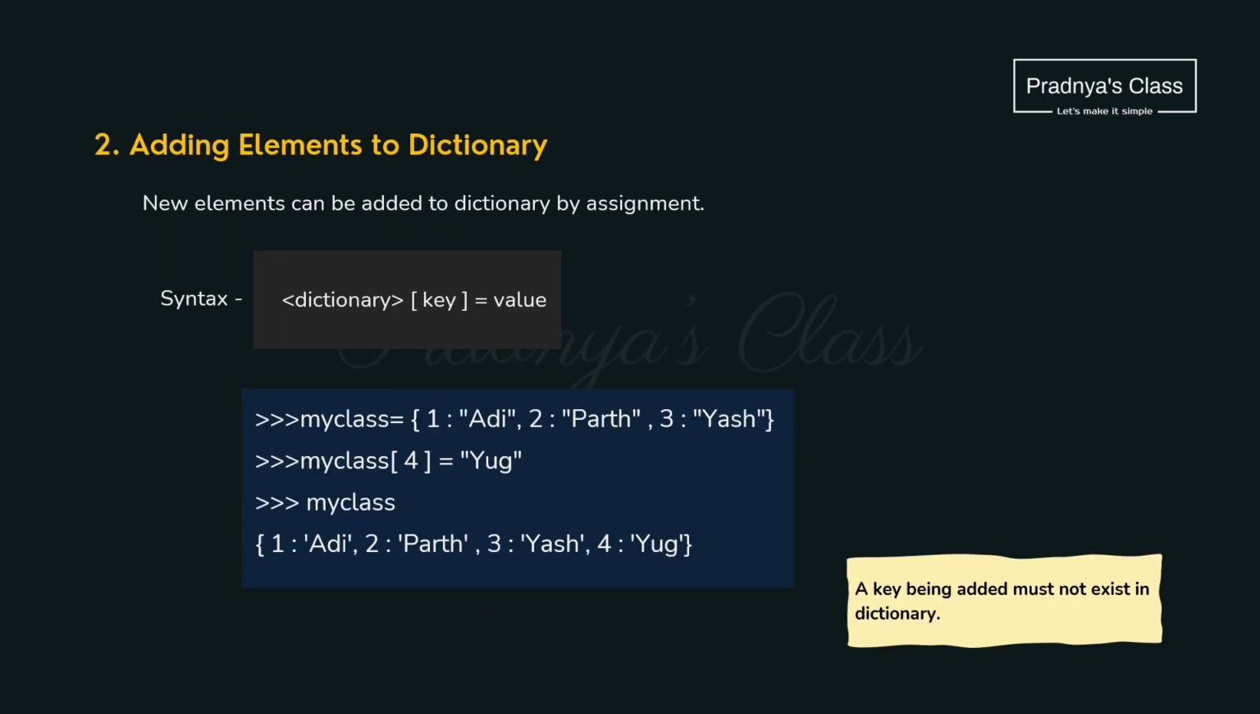We can add an element to the dictionary as it is mutable. For that we will be using the simple assignment operator. Write the name of the dictionary along with the key name and assign the value to it. Ultimately, this key value pair will get added to the dictionary. Make sure the key doesn't already exist in the dictionary. Look at this example. We are adding this key value pair which is added at the last.